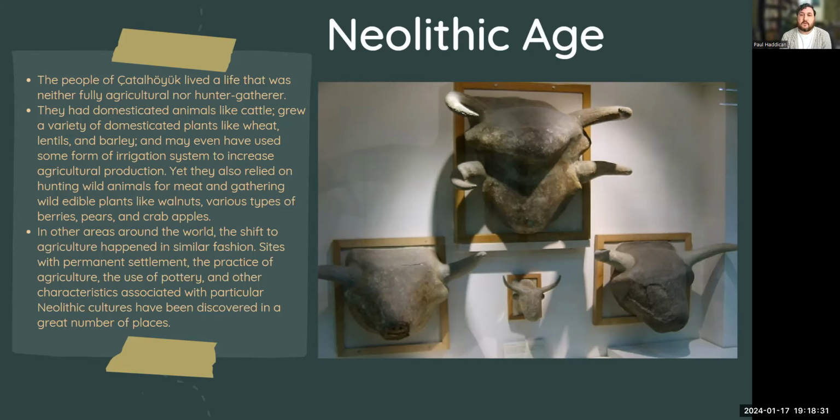In other areas of the world, the shift to agriculture is going to happen pretty similarly, but they're going to transition to agriculture a little bit more permanently than Çatalhöyük does. Even in the Fertile Crescent, Çatalhöyük is kind of its own outlier. We're going to start seeing a lot more pottery, a lot more archaeological evidence left behind.